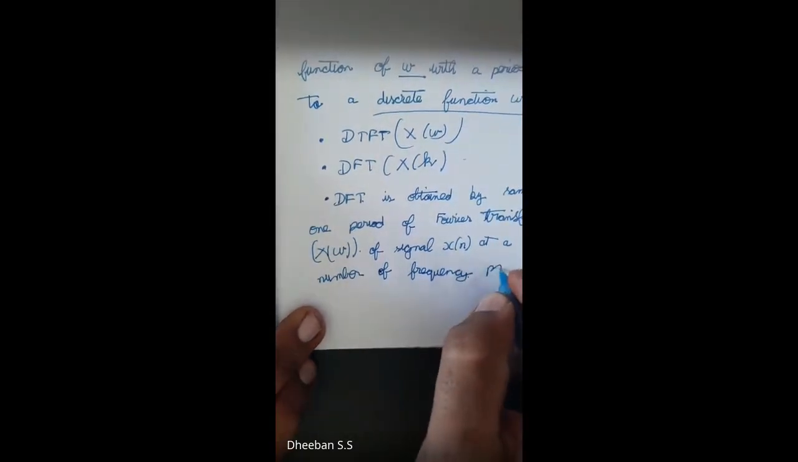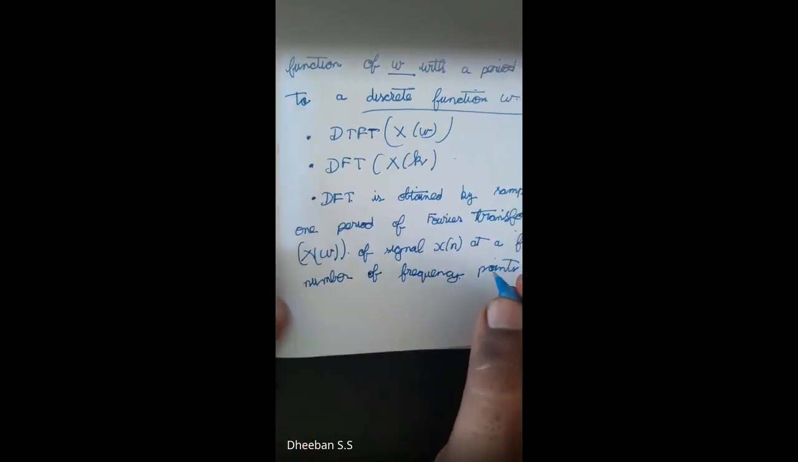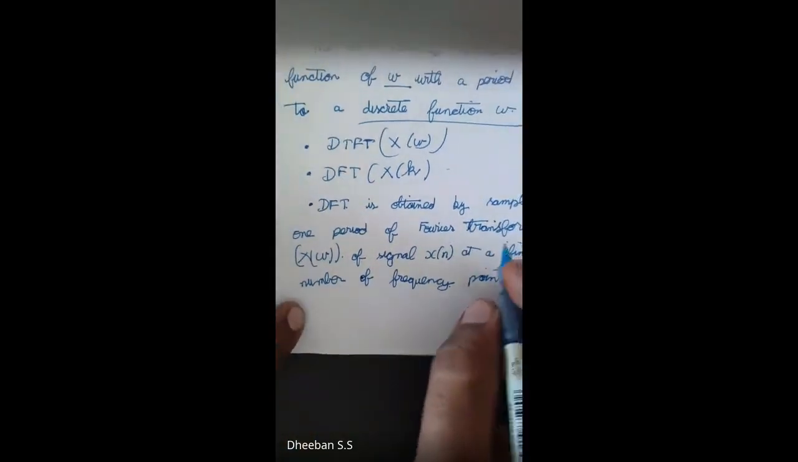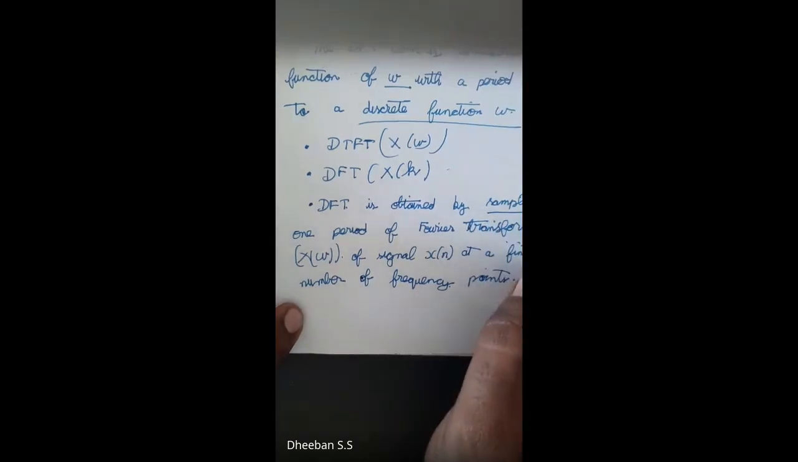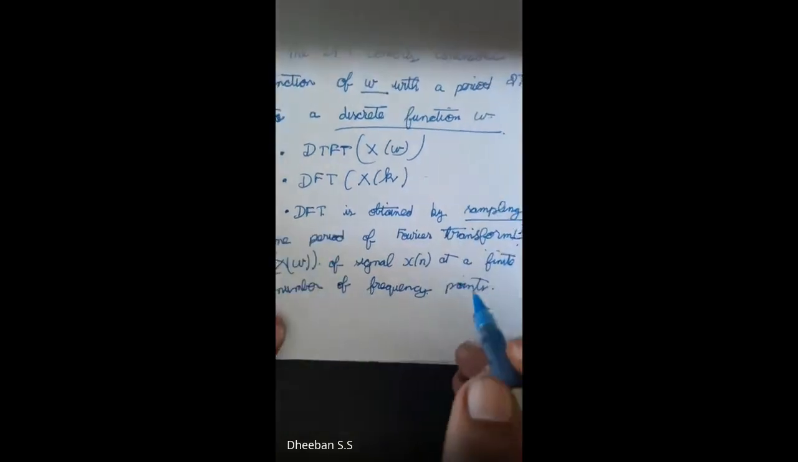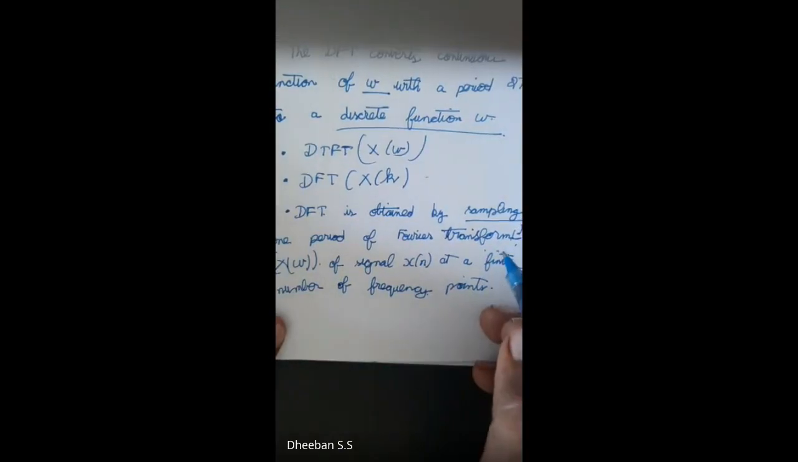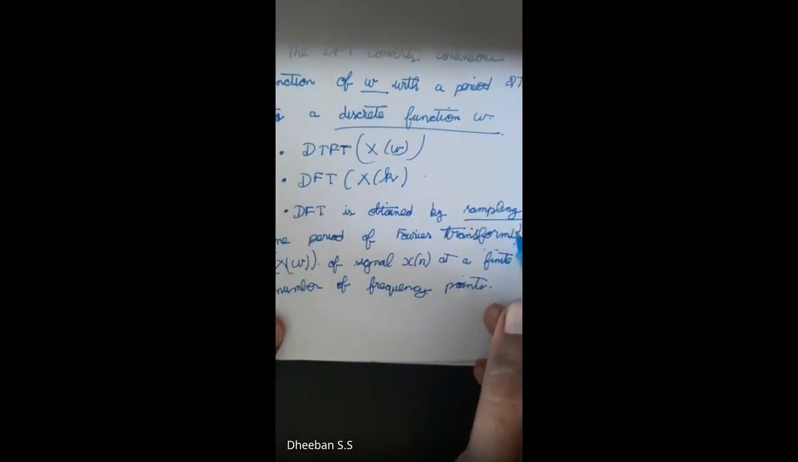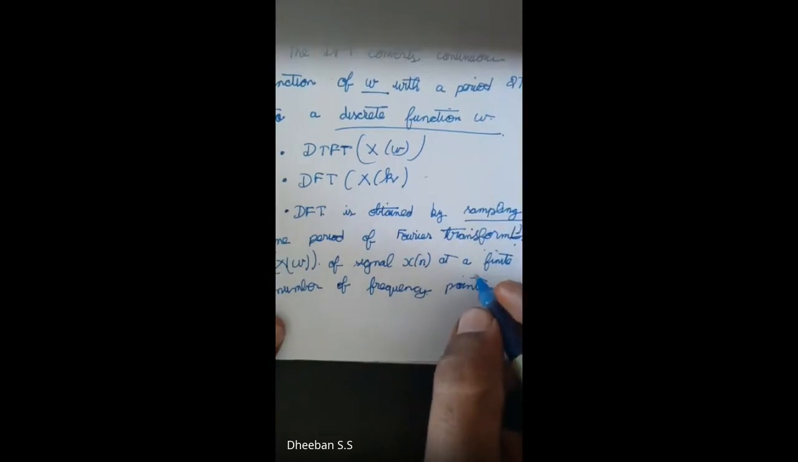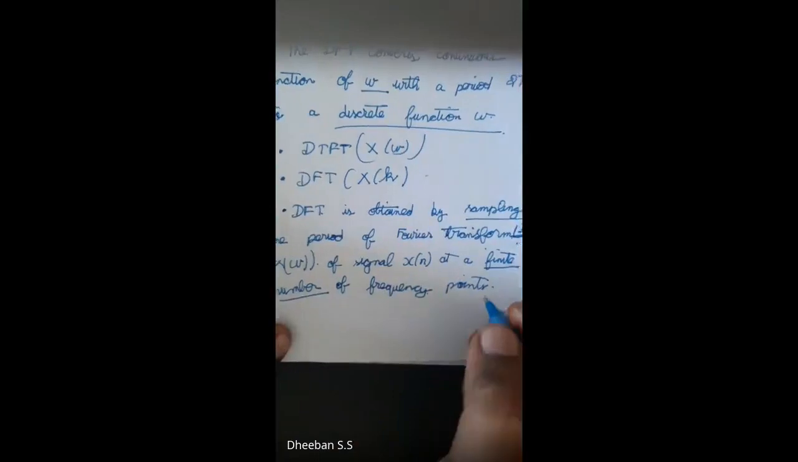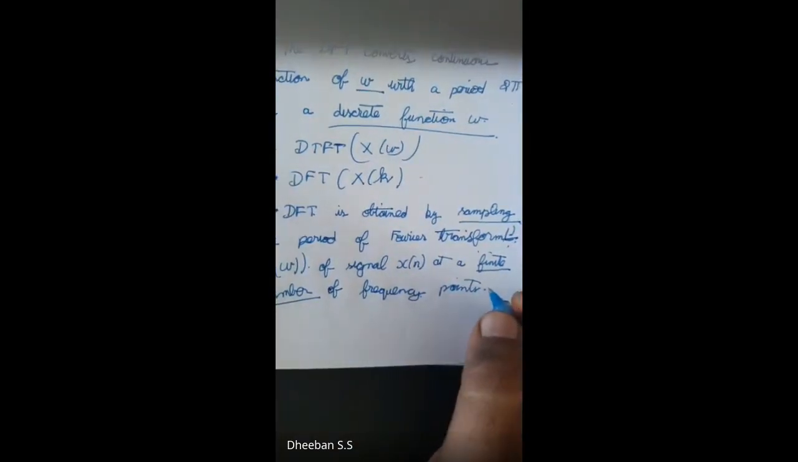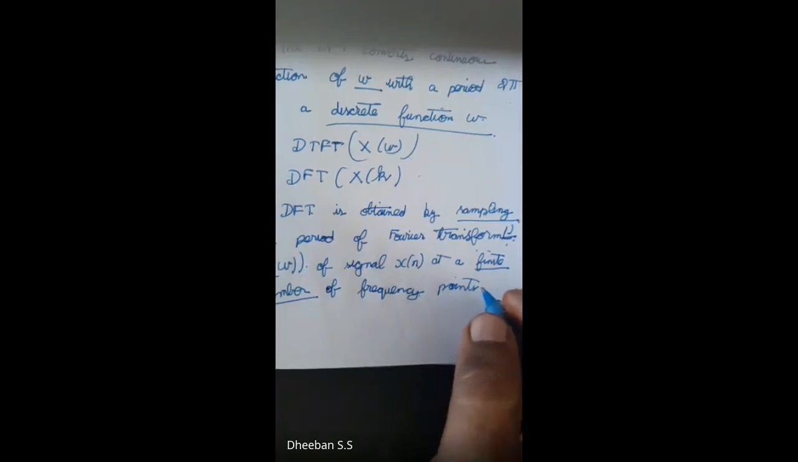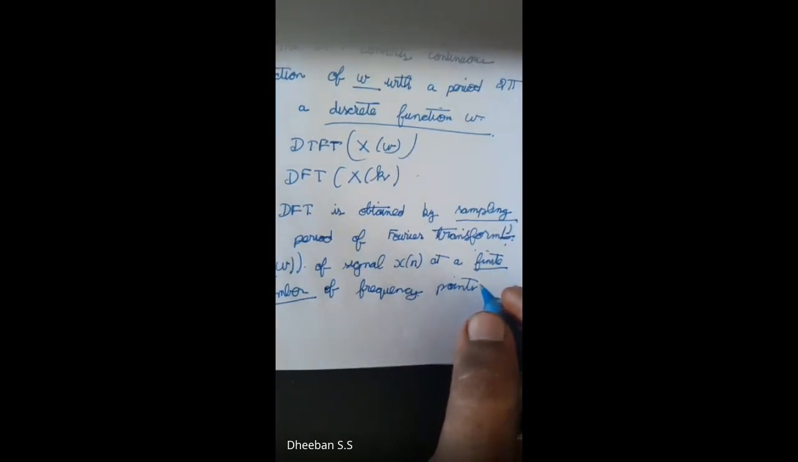So what they're saying is, in order to get your DFT, sampling has to be done over your Fourier transform. But how must this sampling be done? It must be sampled for a finite number of frequency points. That is, there must be some equal interval between your sampling time period. So the time period of sampling must be equal.